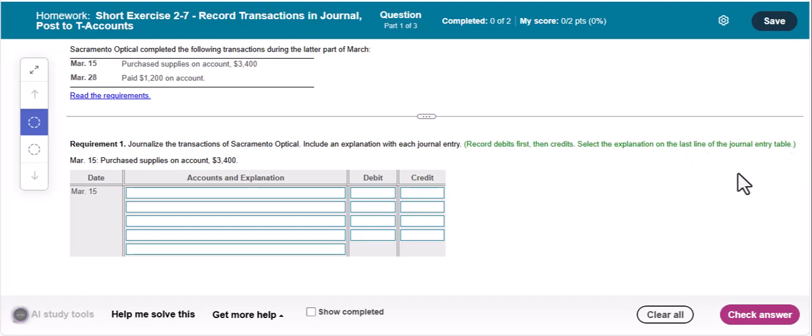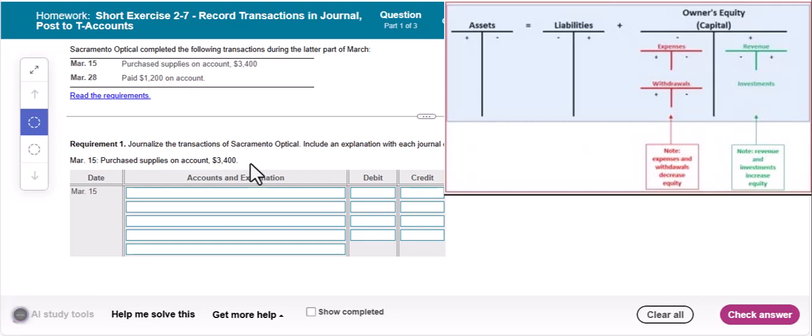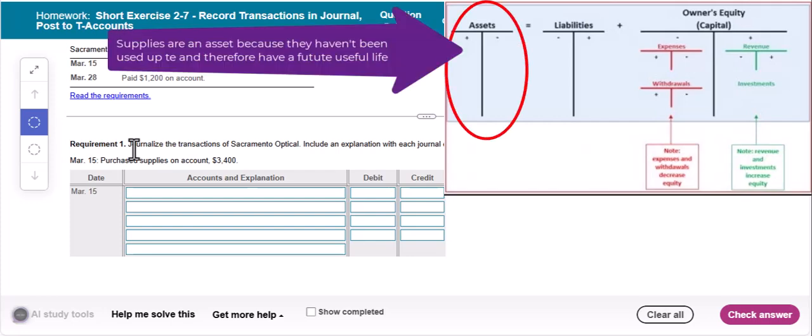And the last line of the journal entry table is right here. So it says on March 15th, we purchased supplies on account for $3,400. They've already included the date here on the left, so we don't need to worry about that. And notice in this part here, it does not say anything about the supplies being used up. And because it does not say these supplies are used up, they have a future value. And if something has a future value, what type of account is it? That is an asset.